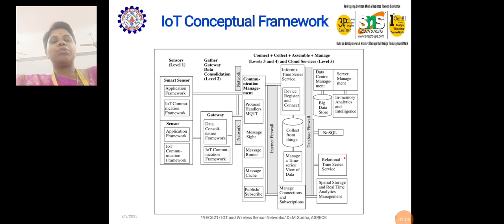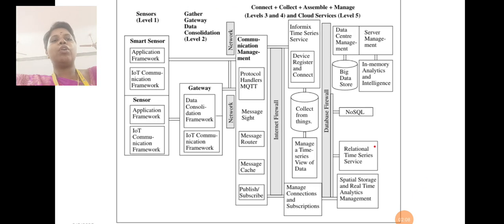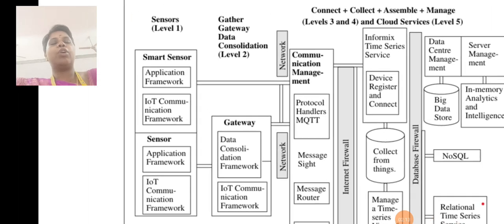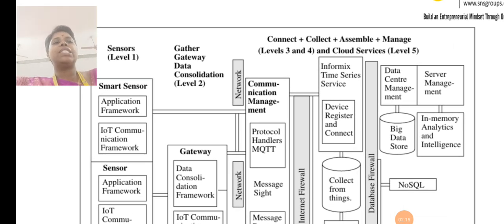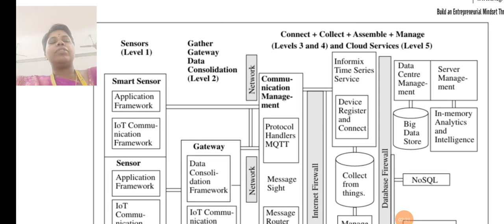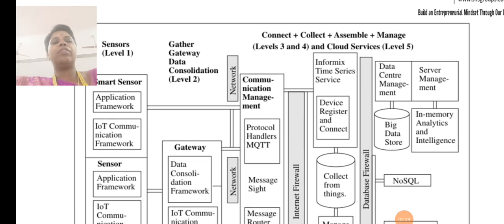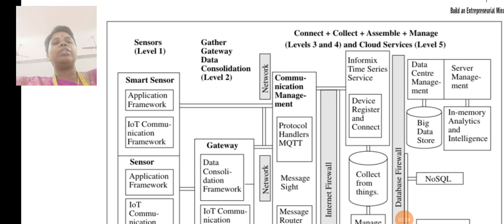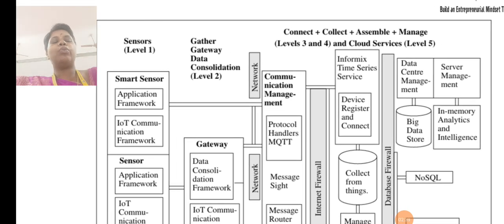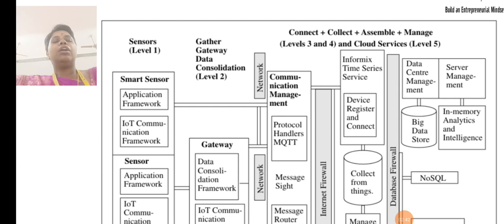Coming to the IoT conceptual framework, you just see the architecture, the block diagram of the IoT conceptual framework. Here we have five stages, or we can say five levels. The first level is the sensors. The second level is gather gateway data consolidation, the third level is connectivity, the fourth is collect and assemble, and the fifth is manage. So these are the step by step procedure the Internet of Things could follow.